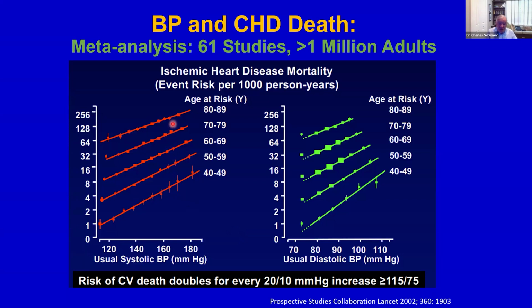at different ages. So the consequences of hypertension are also increased with age, and they also increase with increasing blood pressure. This is for men, this is for women, and it turns out the risk of cardiovascular death doubles for every 20 over 10 millimeters of mercury increase over 115 over 75, as low as that.